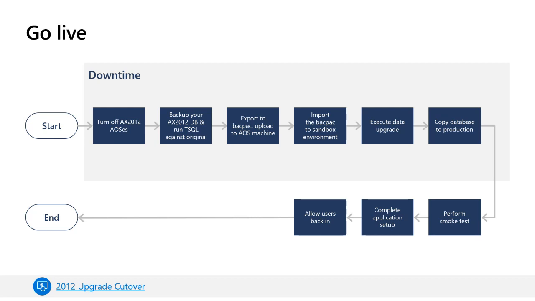There is one more step that will be added as part of the go live phase: copy database to production. So you have run your data upgrade on the Sandbox environment. Now, one more step is where you need to request moving your database from your Sandbox to production. And once it is on production, you can perform smoke testing, complete application setup, and allow users in the backend, and then you can go live.